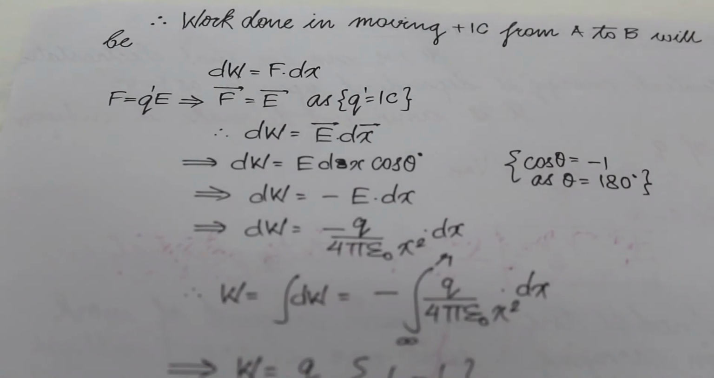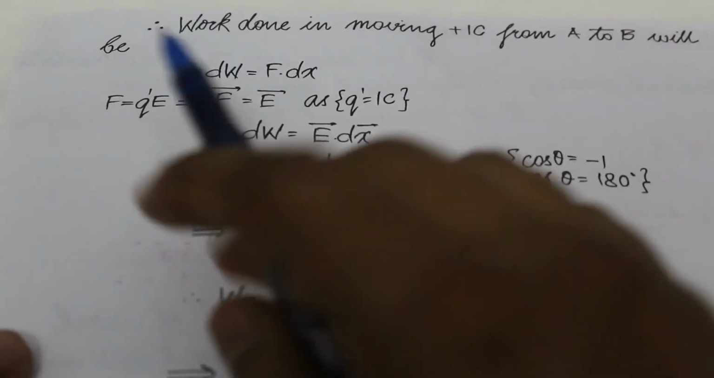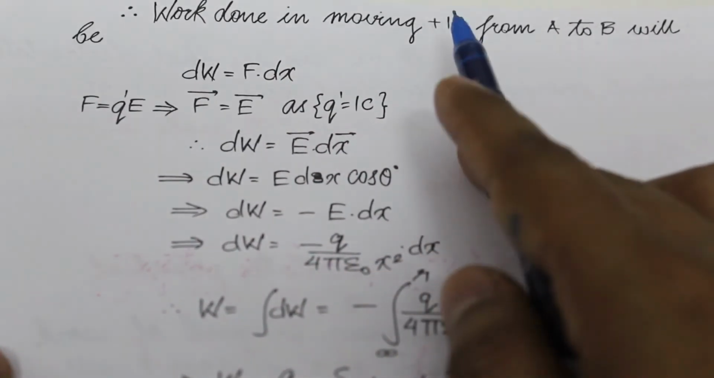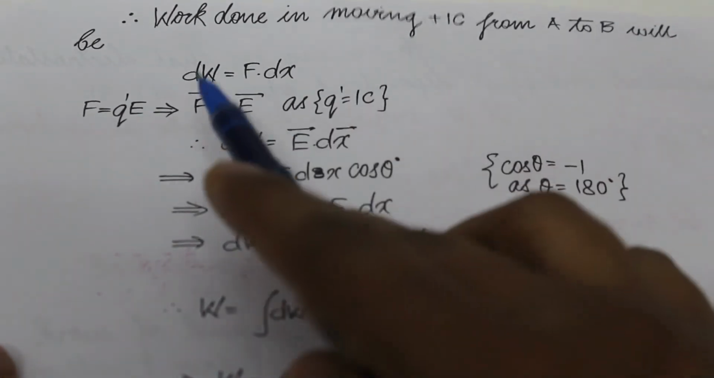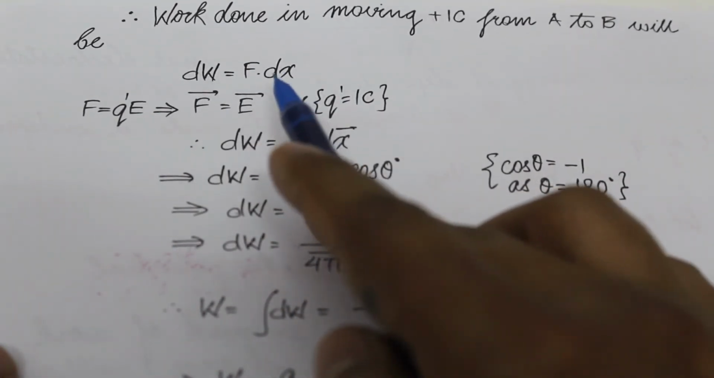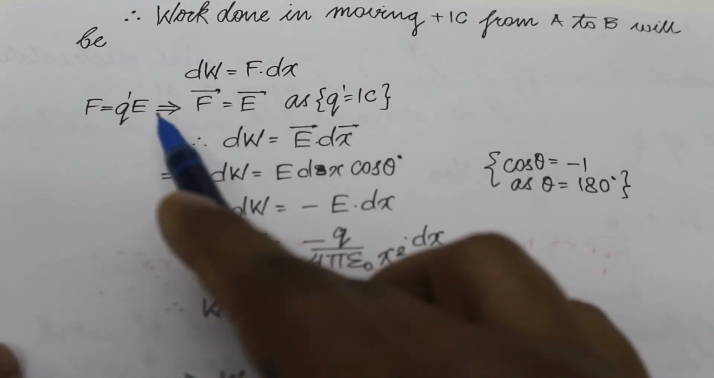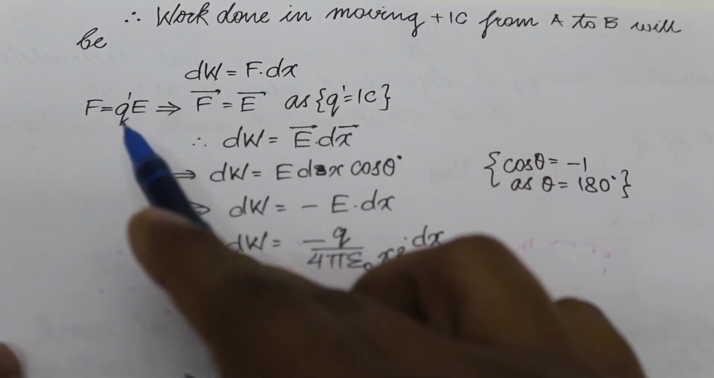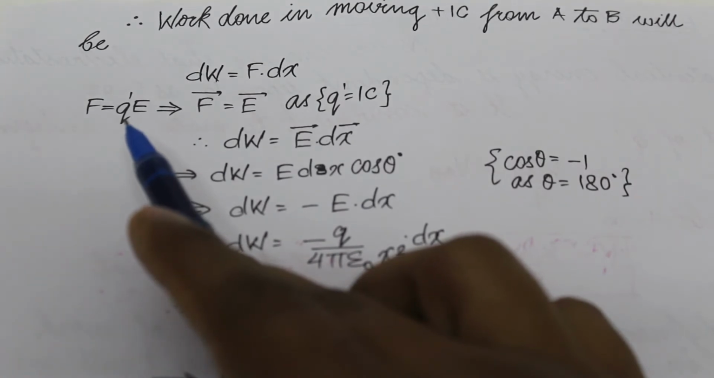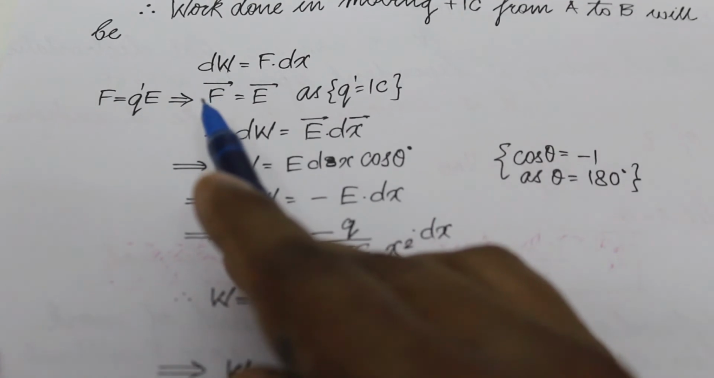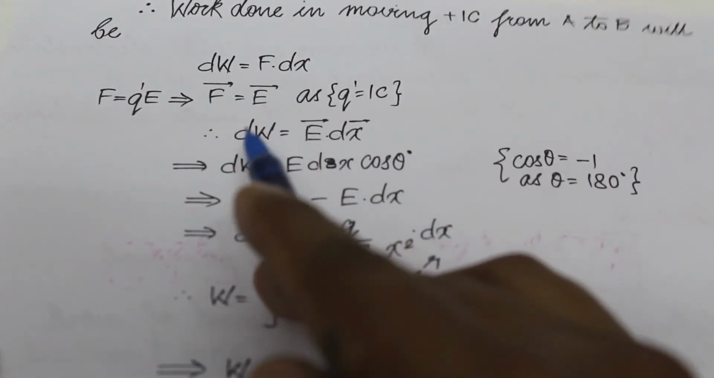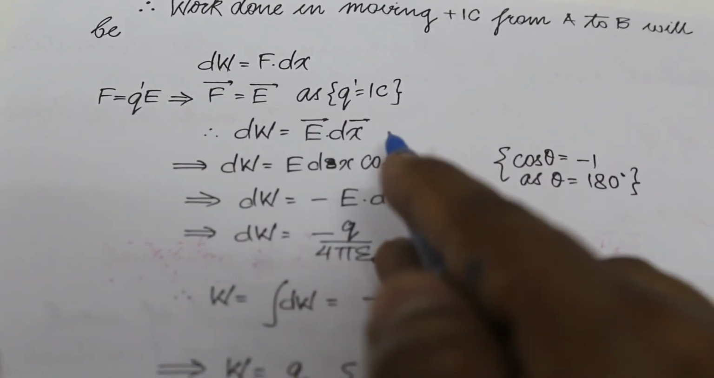Now, as we have discussed, electric potential is the work done in moving a unit positive charge from one point to another. So the work done in moving plus 1 coulomb of charge from A to B will be dW equal to F dot dx, where dx is the distance between A and B. As we know, F is equal to QE. Here Q is the charge being transferred, and as we have assumed it is plus 1, F will be equal to E. Therefore dW will be equal to E dot dx.